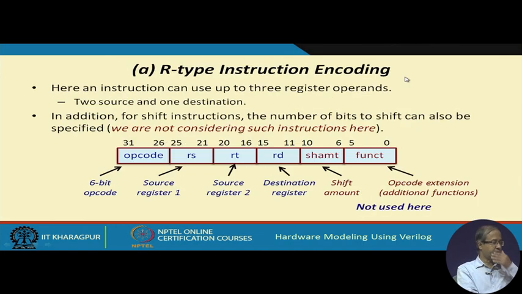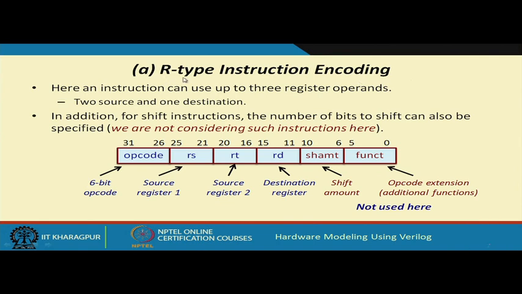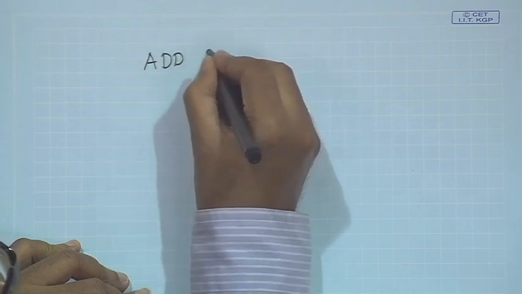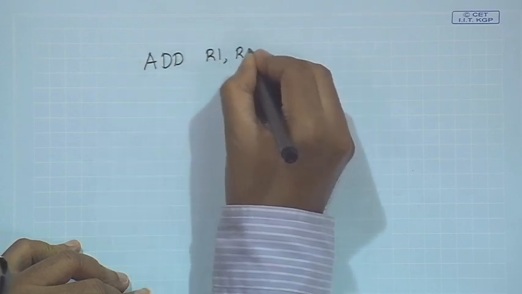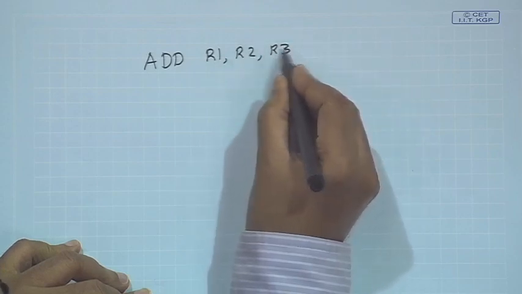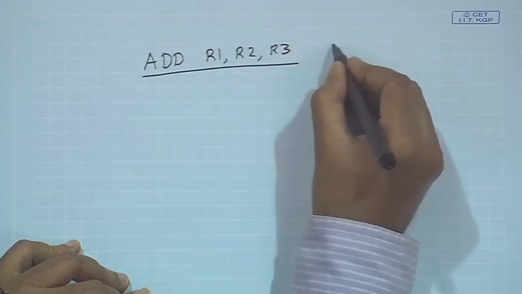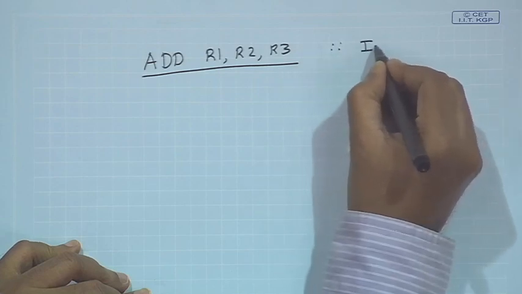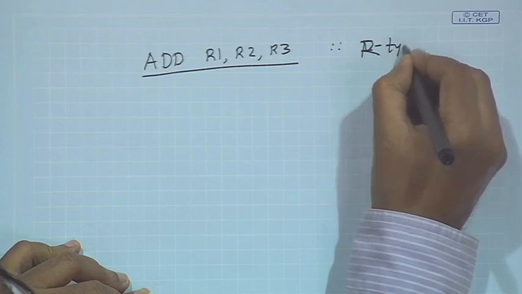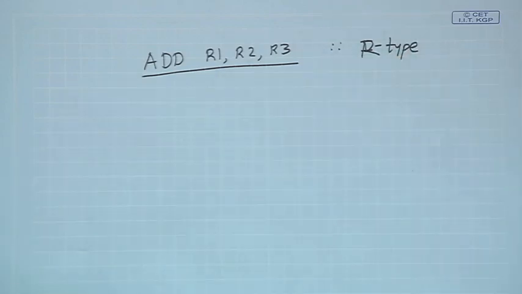Let us start with the R type instruction encoding. R type instruction encoding is for instructions like add R1, R2, R3, where there are 3 register operands. So, you add R2 and R3, store the result in R1. This is an example of an R type instruction, register type.